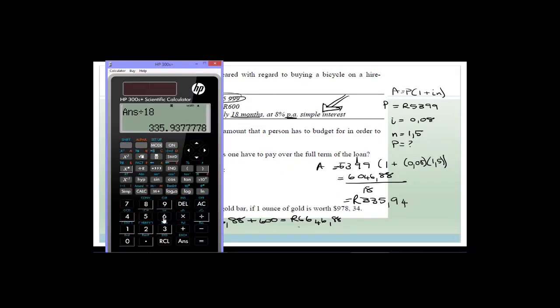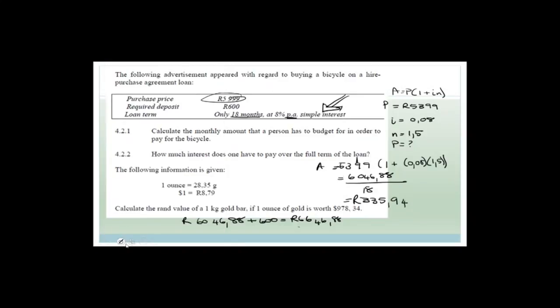So if we take 6,646.88 and I subtract 5,999, do you agree that the difference is going to be the interest? So the interest that has accrued, or that I've had to pay off, is R647.88. Okay then, right, last question. Last question for this lesson.